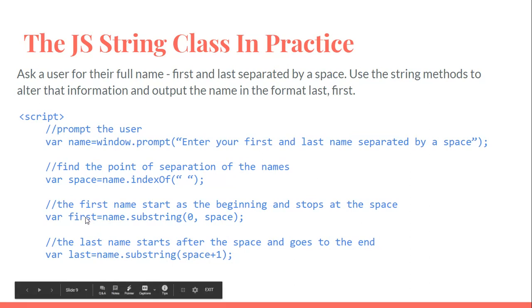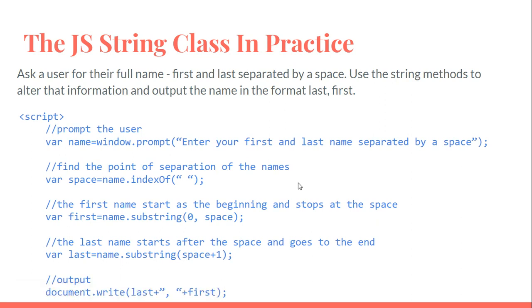So now I have the first name stored in first and the last name stored in last. And then I output my information just with document.write, and I do last and then concatenate on a comma and then concatenate on the first name. And that's how we get it in normal format and then output it in last comma first format.